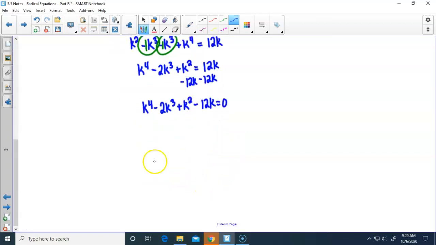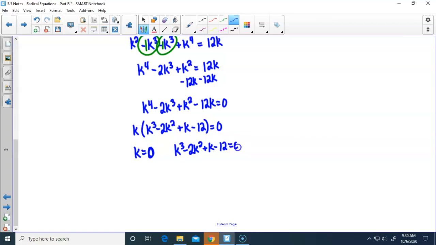And this is a problem because we've got 4 terms here. Now, I do see that I have a k with every term, so I'm going to factor out a k. And that's going to leave me with k to the third minus 2k squared plus k minus 12 equals 0. And so I know k will equal 0. I also know k to the third minus 2k squared plus k minus 12 has to equal 0.